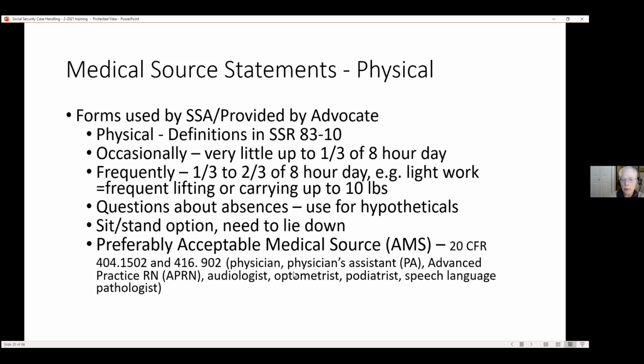And this is a list of some of the acceptable medical sources. You will notice that therapist is not here. Physician's assistant is here, and that's a relatively recent addition, so that's good. Oh, I went away with my wrong thing, sorry.